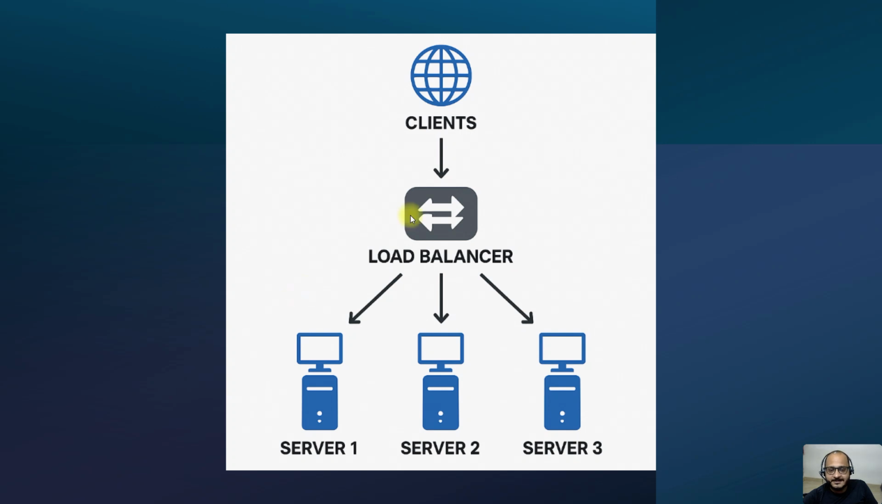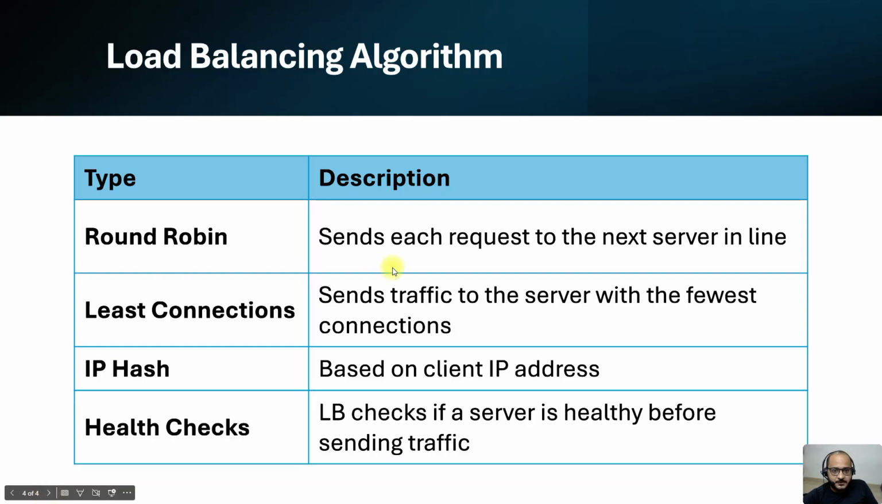So what the load balancer does is use a load balancing algorithm. With the help of the load balancing algorithm, it distributes the traffic. Suppose it is using a round robin algorithm, which we will discuss in a few minutes. What does it do in a round robin algorithm? Let me quickly show you. It sends each request to the next server in the line.